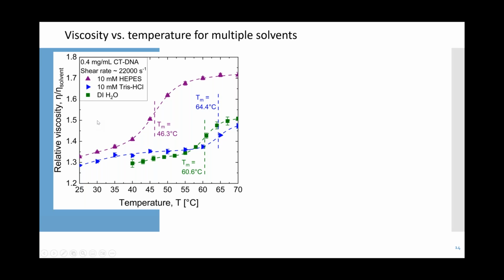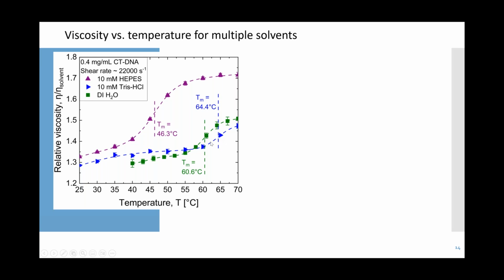Here we're going to look at the relative viscosity versus temperature for 0.4 mg per mL DNA at this constant shear rate. These 3 plots in this one graph correspond to 3 different solvent compositions. As I stated before, the solvents are 10 millimolar HEPES in water, 10 millimolar Tris-HCl in water, and the third one is just pure water. We can see that even though the viscosity is similar between water and the Tris buffer, the melting temperature is about 4 degrees larger for the Tris.